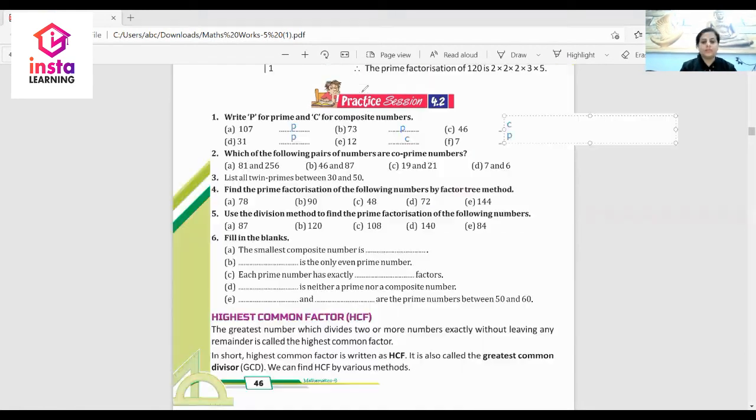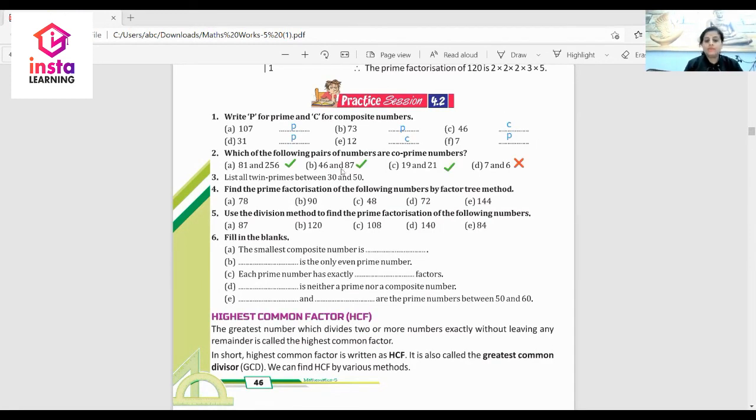4.1 exercise. So students, let's start our practice session 4.2. In that, prime numbers and composite numbers are given. Write P for prime and C for composite number. 107 is not divisible by any number except itself and one, which are its factors. So 107 is P for prime, 31 is also P, 73 is also P. 12 can be divided; it has many factors. So it is composite. 46 is also composite and 7 is a prime number.